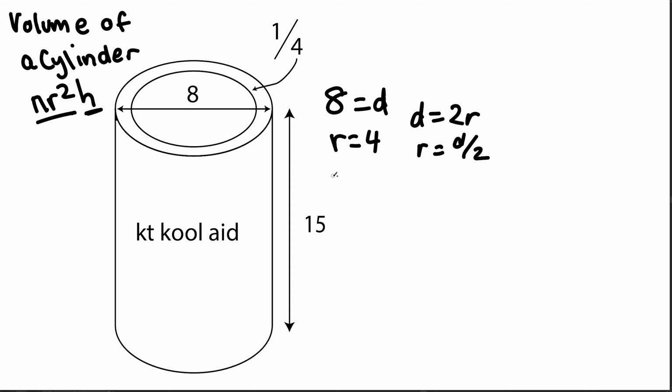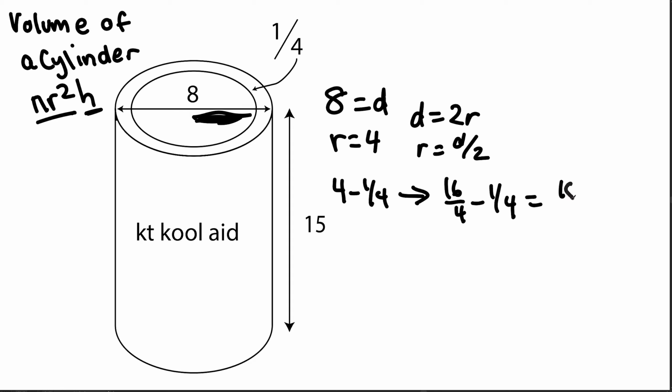Alright, so let's go a little bit further. After we found a radius, what we need to do is find the radius of the inner edge. Remember that the diameter extended all the way out to the edge of the can, the outer edge. But what we want to do is find the radius of the inner edge from the center. So in this case, that's why I have shaded. So what we need to do is subtract this 1/4. So 4 minus 1/4 turns into 16 over 4 minus 1/4. That's equal to 15 over 4. It's equal to the radius.